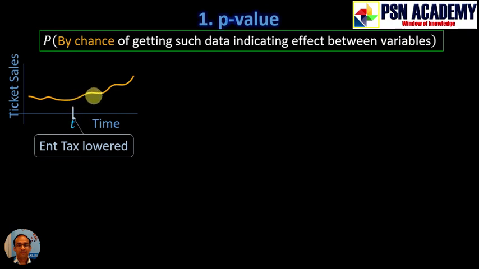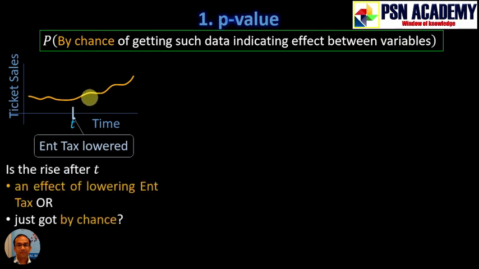in ticket sales. Now the question is whether this data you have got is actually got by chance or it is really due to the effect of the lowering of entertainment tax. So that is the question. So p-value will say what is the probability of getting this data which is showing some effect. So what is the probability of getting this data by chance, right? Not the probability of getting the data, but the probability of getting this kind of data by chance. So there is a chance factor, right?